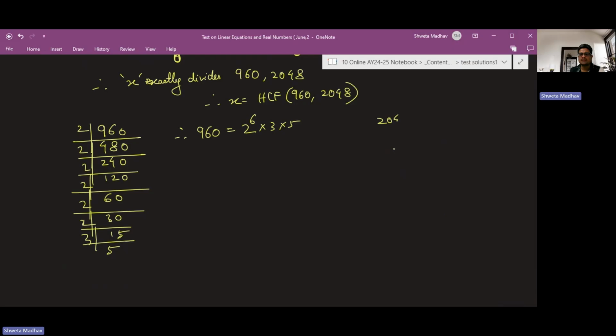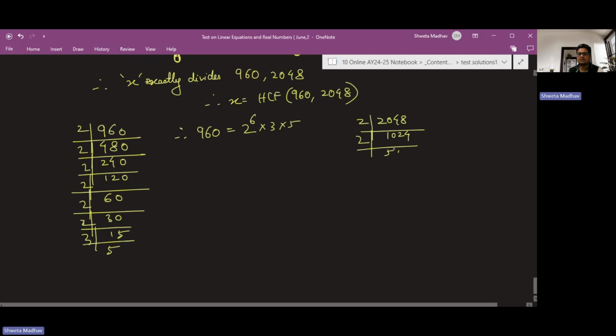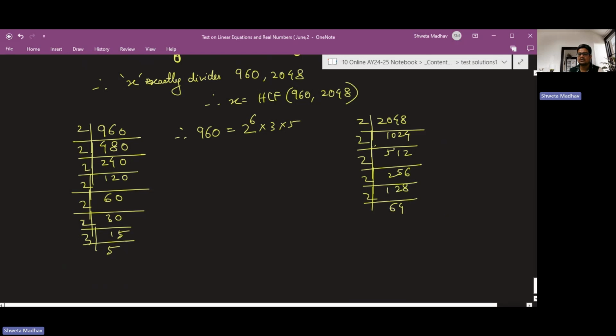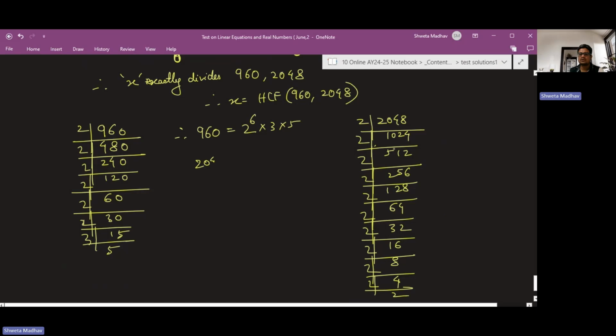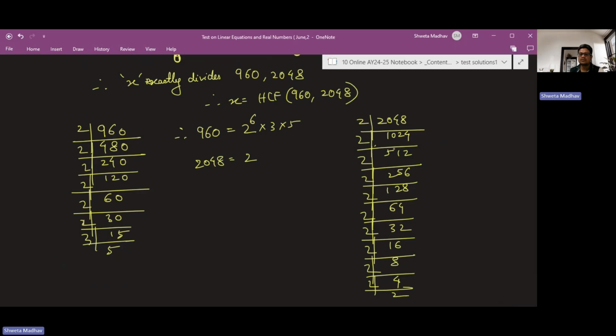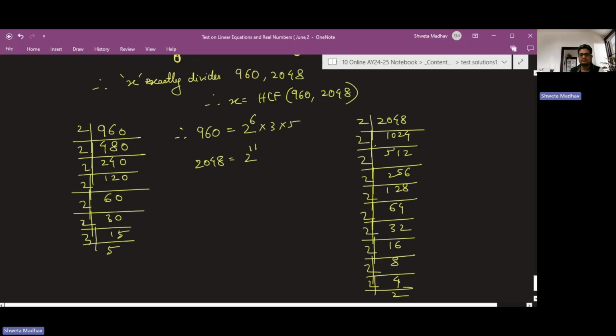Similarly, for 2048, if we do the prime factorization, 2 1s are 2, 2 2s are 4, 2 4s are 8, 2 5s are 10, and so on. So therefore 2048 I can say is 2 power 11.